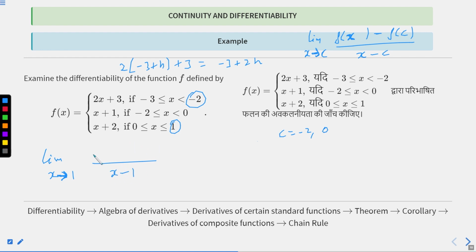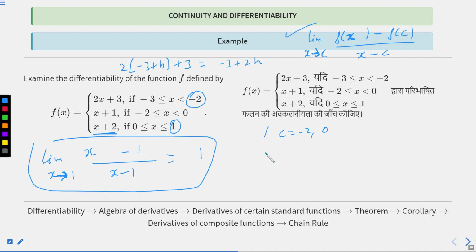This means x minus 1, with f(x) minus f(1). f(1) will be just 3. So as you can see, you can only approach towards 1 using this function, which means x plus 2, divided by x minus 1. So the limit exists and its value will be just 1. I hope it is clear. Please use either this or the previous definition, and do it for this one also.